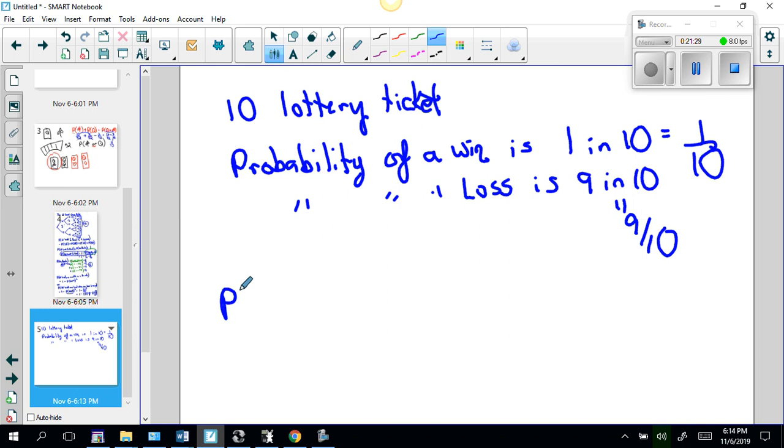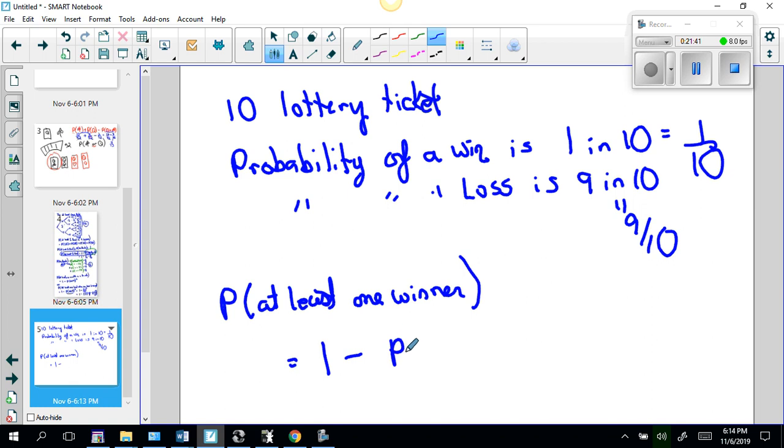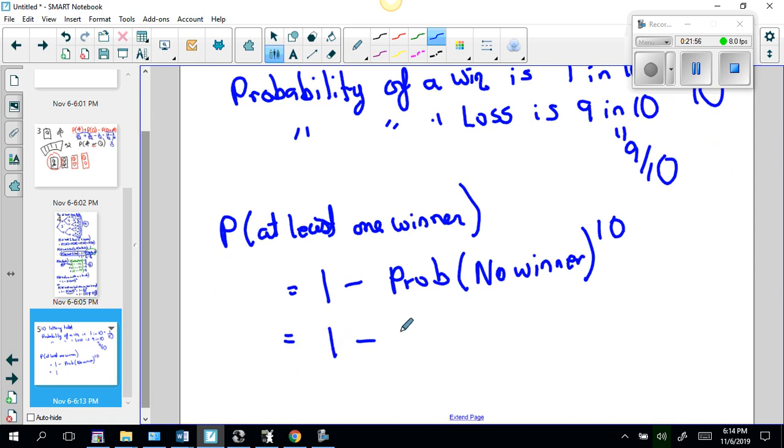What is the probability of at least one winner? Well, you know what it is? It's 1 minus the probability of no winner raised to the 10th. 1 minus 0.9 raised to the 10th. Get out your calculator, 0.651.